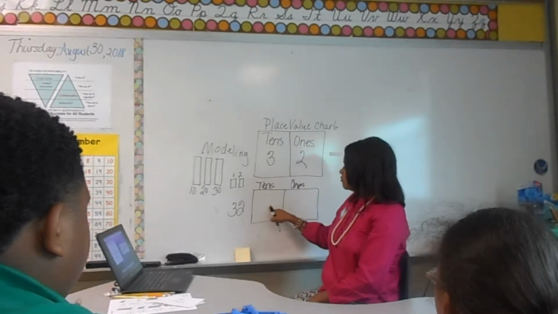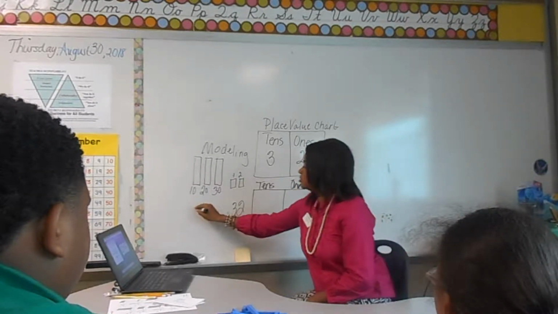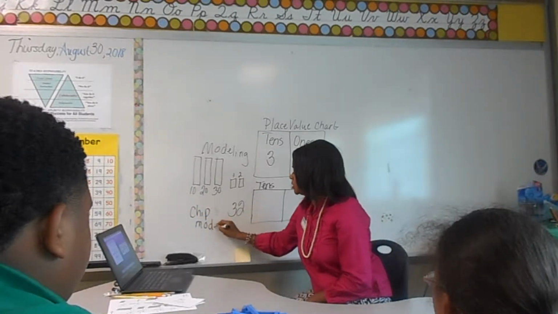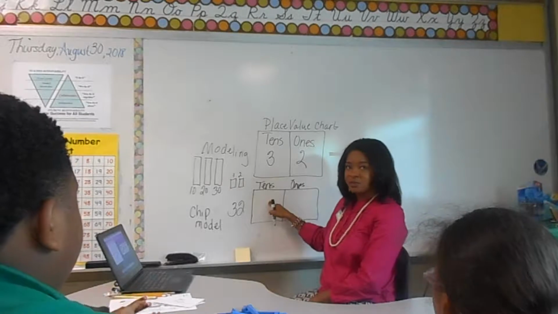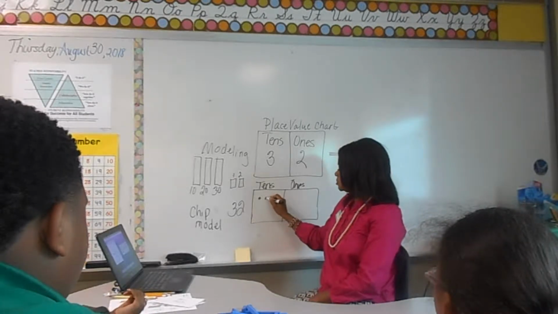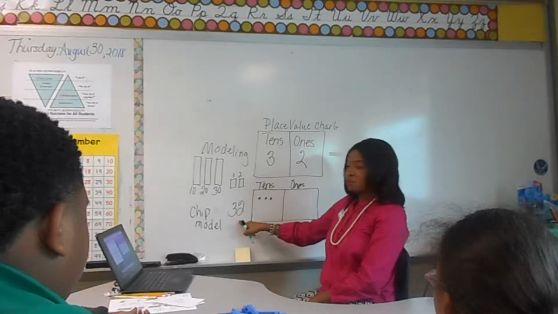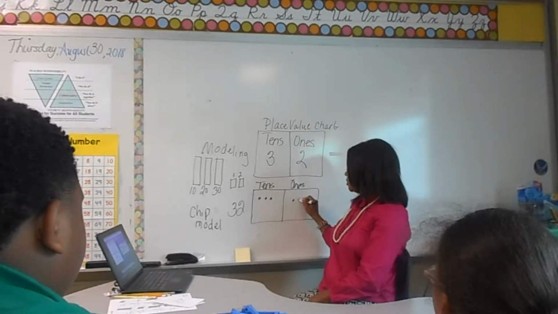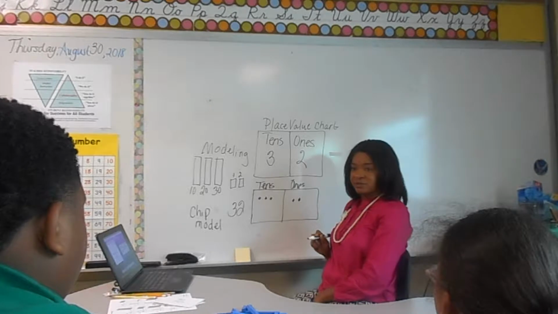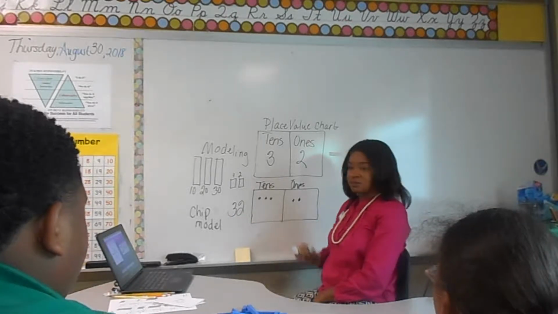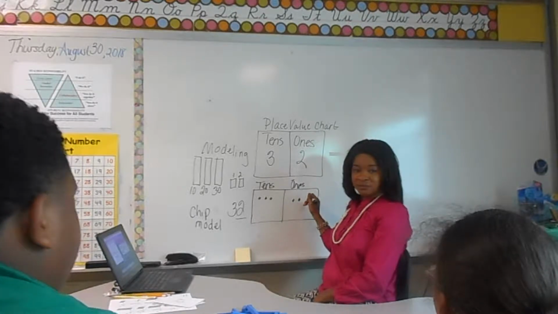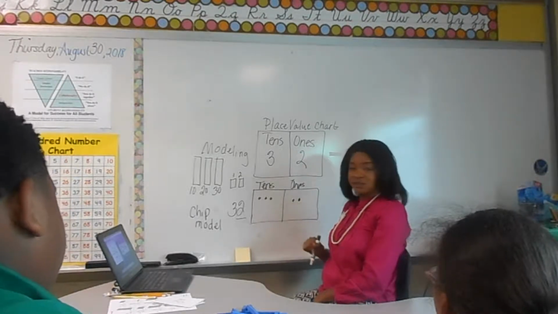So if we're doing the chip model, remember we had the chip model. How many chips would I put in the 10? 3. 1, 2, 3. What about the 2 in the 1 place? 1's place. So how do you know that it's the 1's place? What number tells us to look? The 2, okay. And we put that in what place? The 1's. And what number is in the 10's?